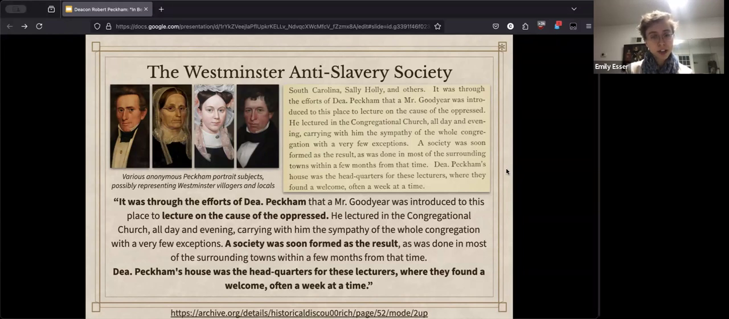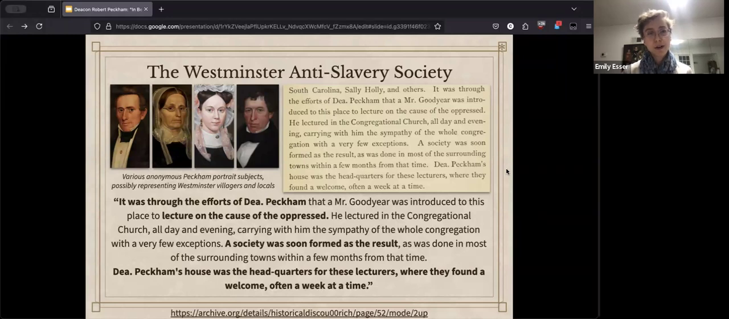So here is what Judson Rich writes. It was through the efforts of Deacon Peckham that a Mr. Goodyear, the very same from that letter, was introduced to this place to lecture on the cause of the oppressed. He lectured all day and evening, carrying with him the sympathy of the whole congregation. With a very few exceptions, a society was soon formed as the result, as was done in most of the surrounding towns within a few months from that time. Deacon Peckham's house was the headquarters for these lecturers, where they found a welcome, often a week at a time.